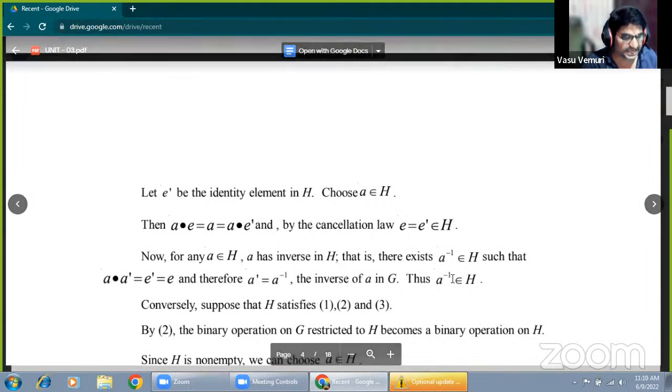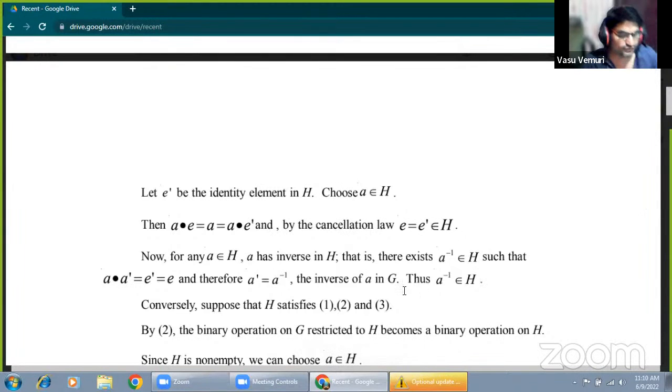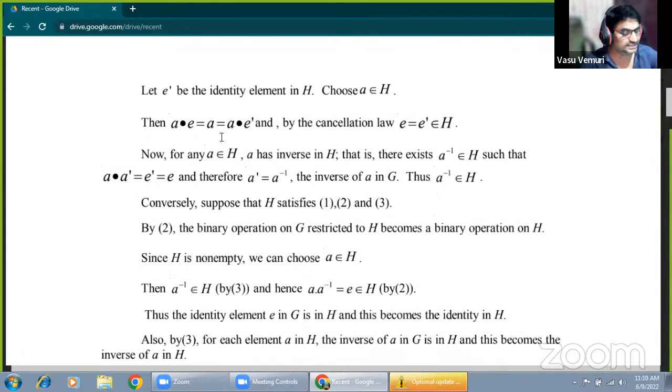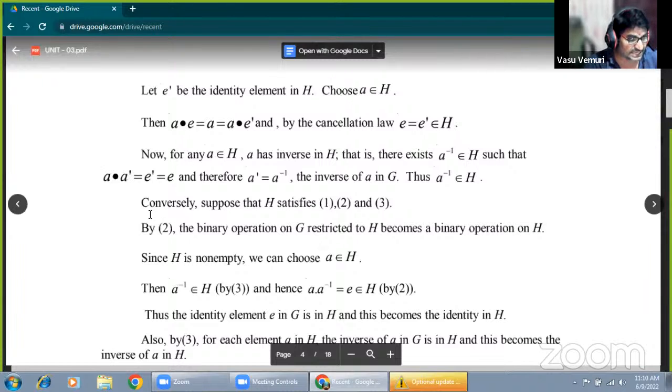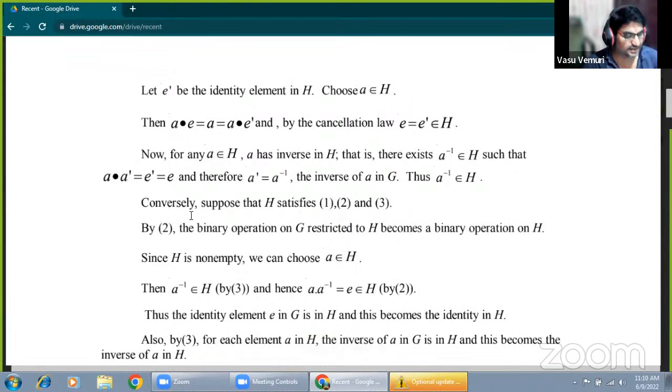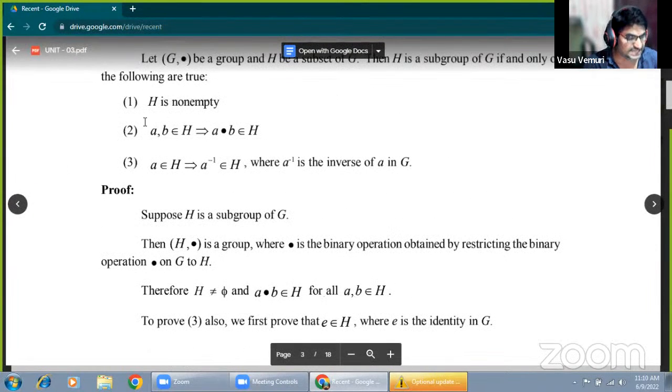Therefore, here A inverse also belongs to H. Therefore, these three conditions are satisfied. That is the necessary part. And the second one, the sufficient part, is the converse. Suppose H satisfies the first condition, second condition, and third condition. These three conditions are satisfied.